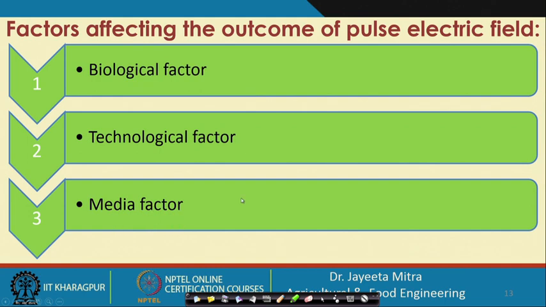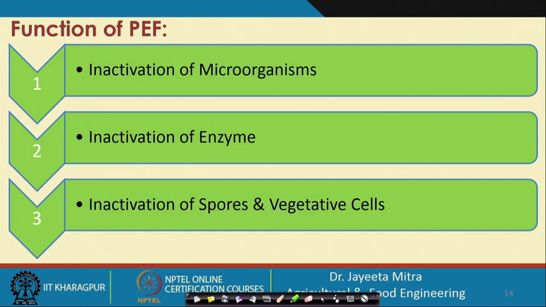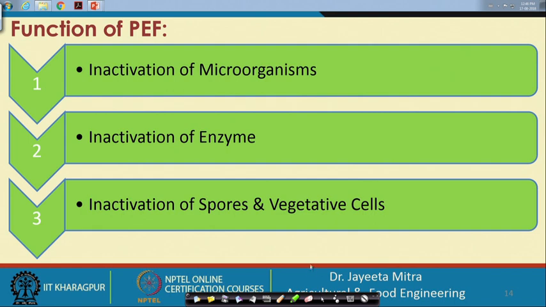So, the biological, technological and media factors we have to look at experimentally when we want to implement any pulse electric field plant or treatment, either at lab scale or for industry purposes. And the function of pulse electric field is inactivation of microorganisms, enzymes, spores and vegetative cells. So, it works on all of them. Now, we will see how this effect occurs.